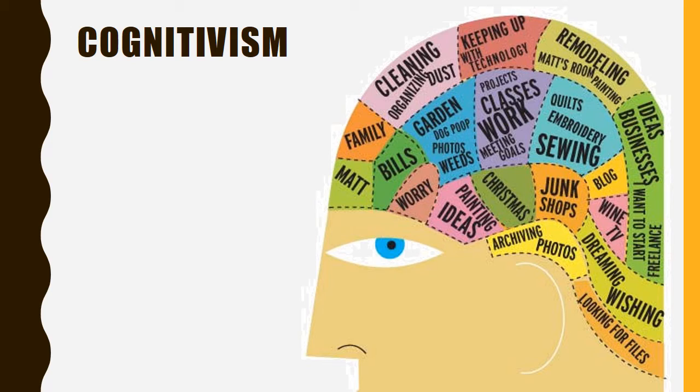Cognitivism is a theoretical framework for understanding the mind. This gained credence in the 1950s. Cognitivism was a response to behaviorism, which cognitivists said neglected to explain cognition, what was going on inside the brain.